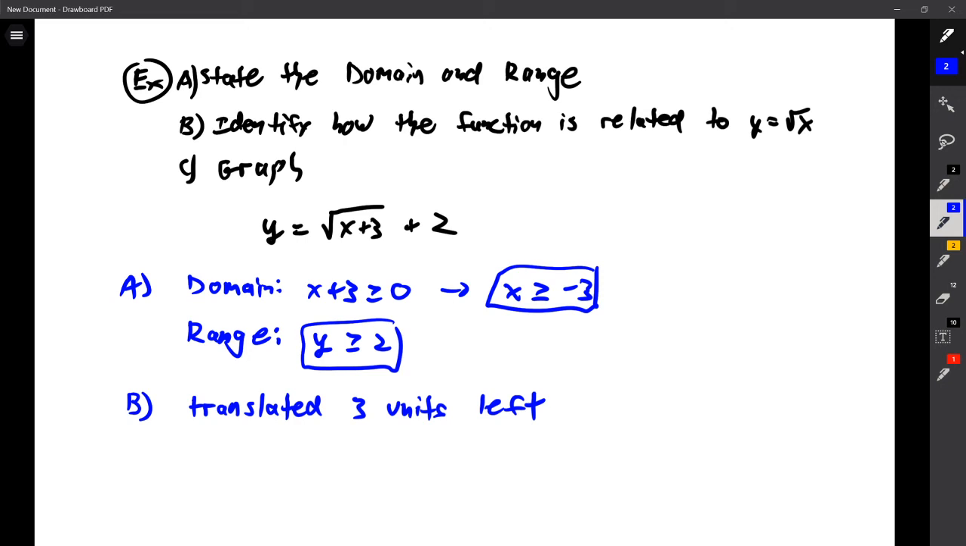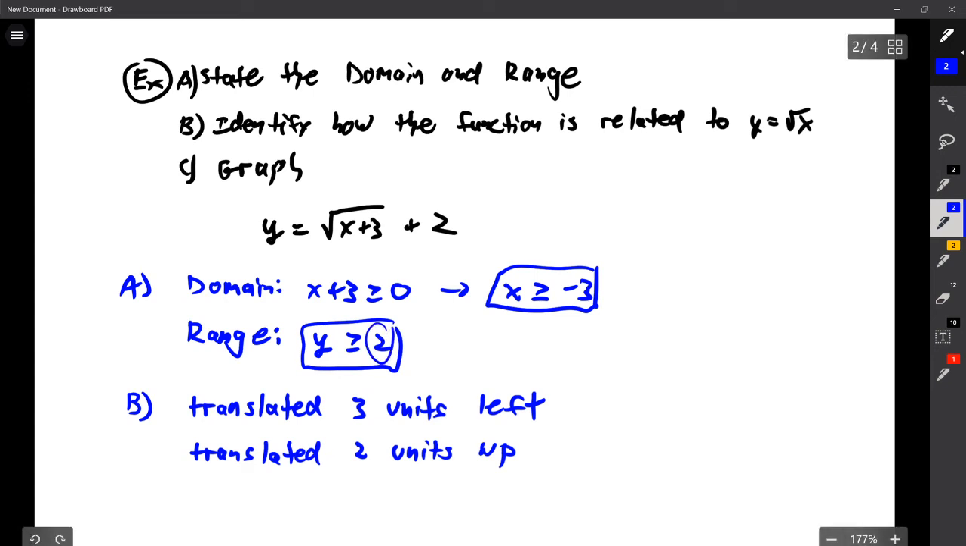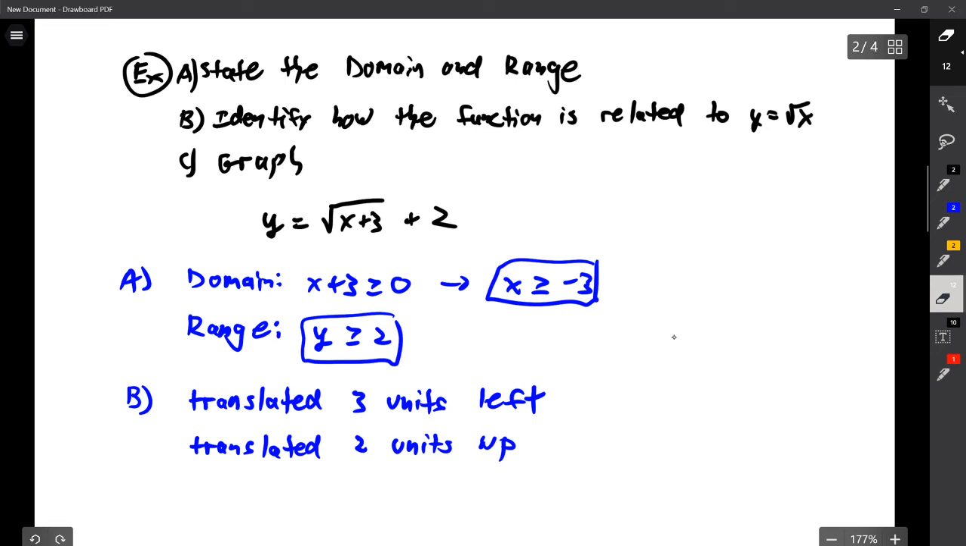And then we also are translated 2 units up. And I know 2 units up because instead of starting at a y value of 0, I'm starting at a y value of positive 2. So this positive 2 tells me it's gone up 2 units for the y values. And then the x value here of negative 3 tells me it is translated left 3 units. Okay, and we can do our graph.